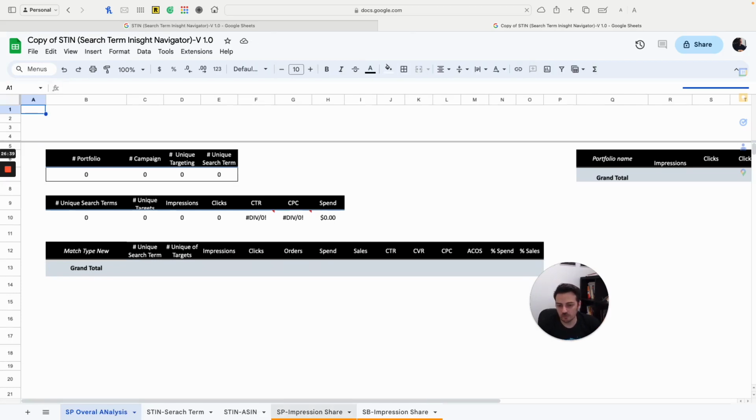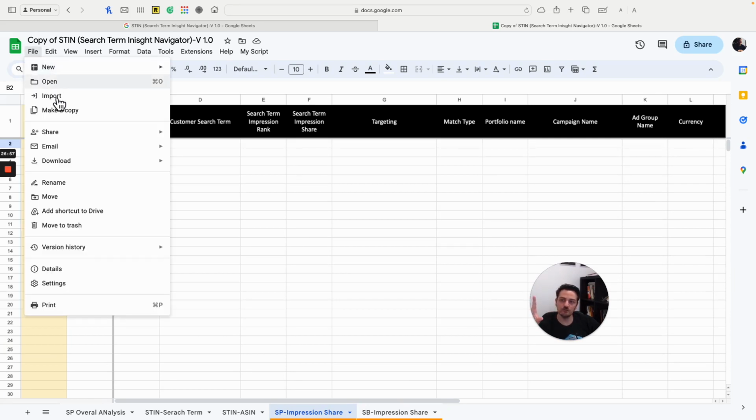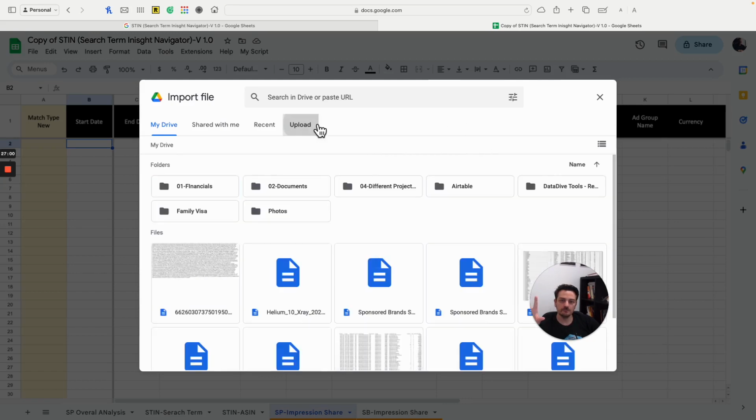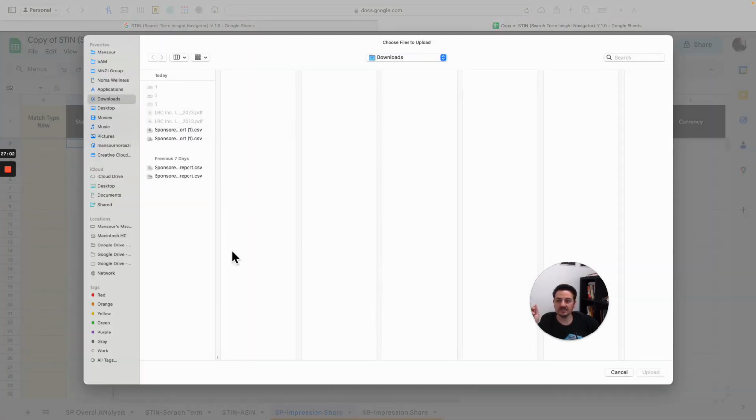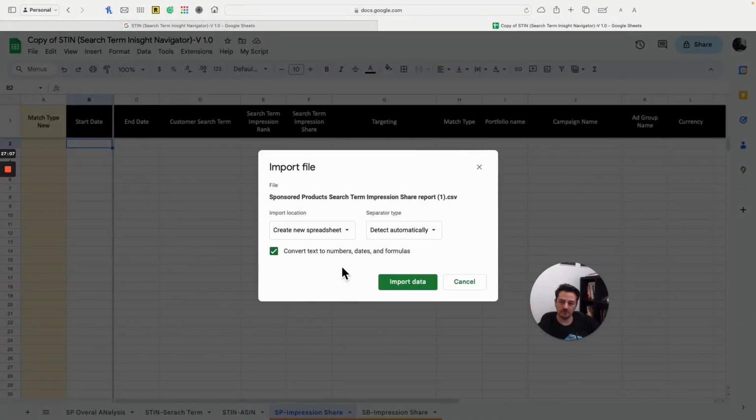First step, go to sponsor product impression share. It's empty. Very, very crucial. Start from here. I'm going to color code this in orange so you know. You have to click here. Very important and crucial, otherwise you might see some issues. Go to file, import, upload, and select your sponsor product search term report. Then you choose that. Click on replace data at selected cell. So it's going to bring the data here.